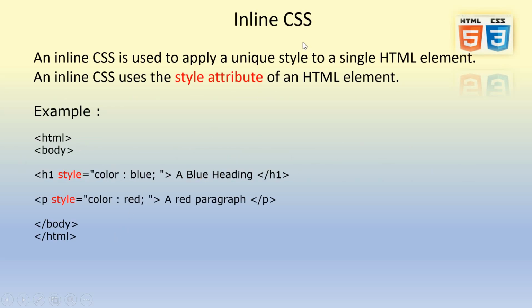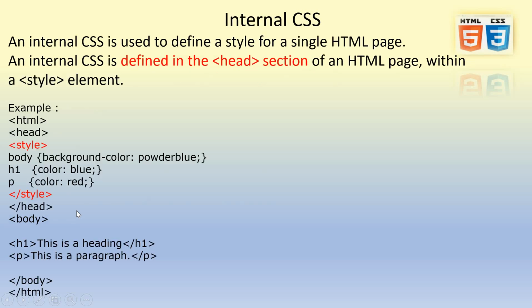See here. First, inline CSS. Inline CSS is used to apply a unique style to a single HTML document, not to the whole website pages. Okay, only a single web page. Inline CSS uses style attributes. See here, H1 style is equal to, then paragraph style is equal to. Okay, these are used as attributes here. Okay, next I'll tell you.